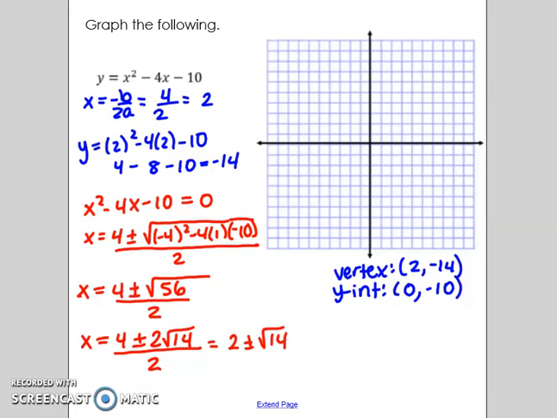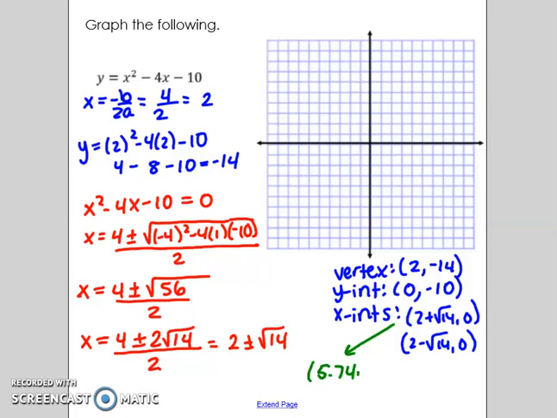So I'm going to write down my x-intercepts exactly. So I have 2 plus the square root of 14, 0, and 2 minus the square root of 14, 0. But when I go to graph it, if I put them in the calculator, 2 plus the square root of 14 is going to give me 5.74. So I'm just going to draw a little arrow here, just so we can see that that is actually 5.740. And this one is actually -1.740.